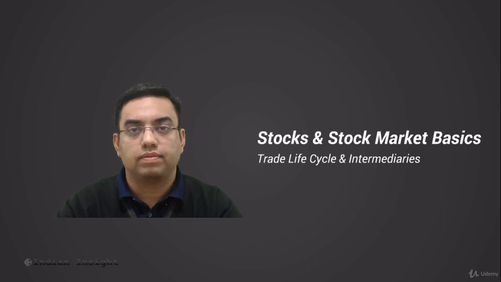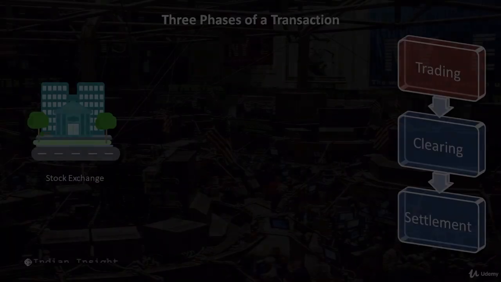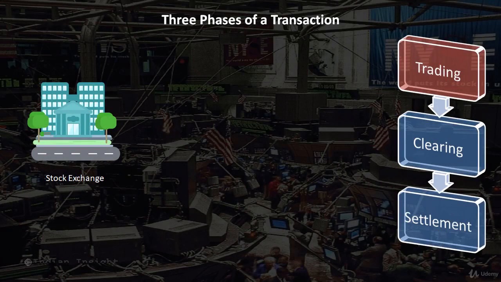Welcome back. Now that you have some understanding of stock exchanges, let's try and understand how a typical transaction gets completed on the stock exchange. There are three phases in a secondary market transaction. The first phase is trading. This is where the actual buying and selling of securities happen.